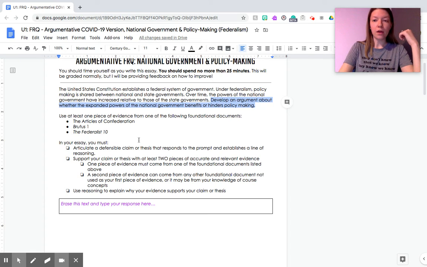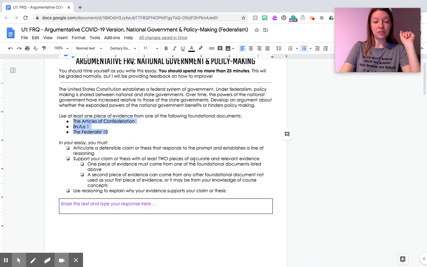As we've talked about, this part is no different. At least one of your pieces of evidence needs to come from the list that they provide for you. We'll talk about what these founding documents are below, but you needed to choose from the Articles of Confederation, Brutus I, or Federalist 10 for your first piece of evidence.